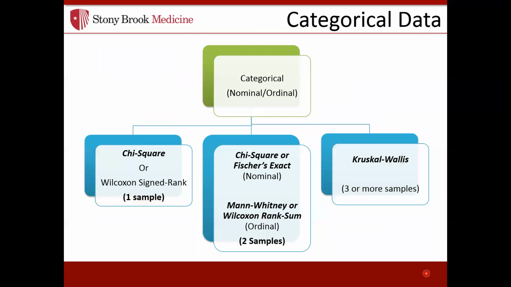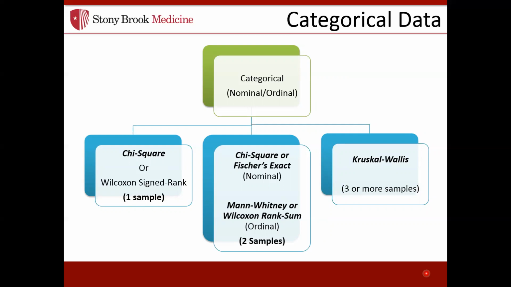Now let's look at categorical data. This is nominal and ordinal data variables. They do not have to be distributed parametrically. The idea, however, still remains the same. You determine the number of samples and accordingly select the right test. So if you have a 1 sample, you could use a chi-square.